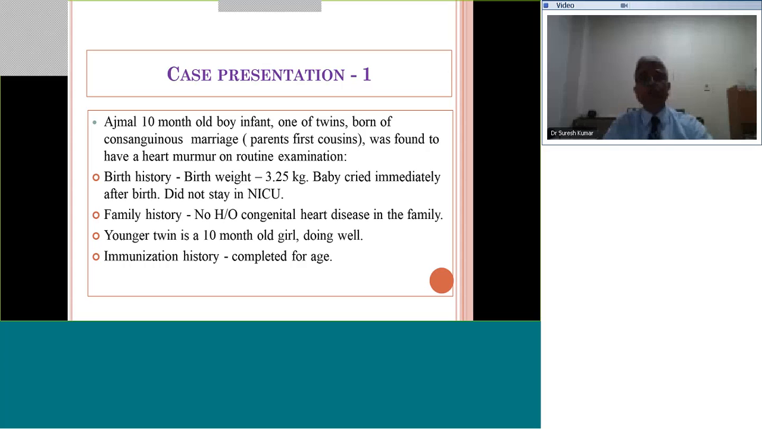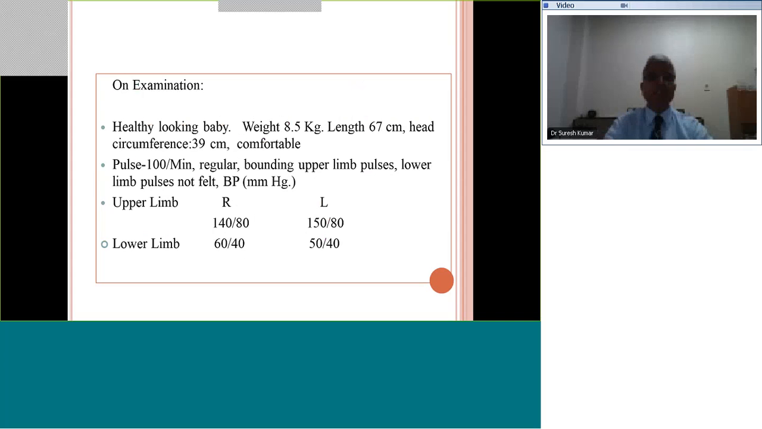Family history: no history of congenital heart disease in the family. The younger twin is a 10-month-old girl and she's doing well. Immunization history is complete. On examination, a healthy looking baby with weight, length, head circumference which are normal. Pulse is 100 per minute, regular, bounding, upper limb pulses are felt and lower limb pulses are not felt. Right upper limb BP is 140/80 and left upper limb is 150/80. Lower limb 60/40 and 50/40.